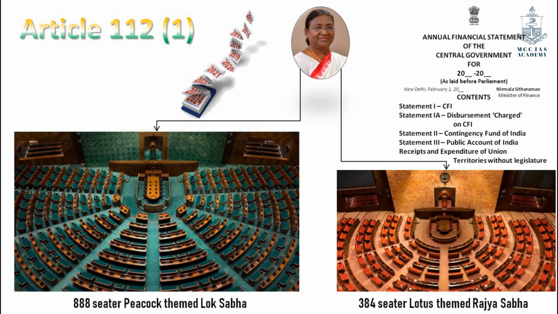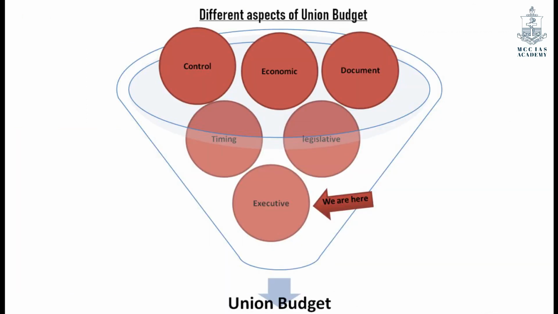However, the Constitution does not mention the term budget. Various aspects of the state machinery are involved in the making and enactment of the budget. These aspects can be categorized under the executive aspects, timing of the budget, legislative aspects, documentative aspects, economic aspects, and post-budgetary control. This series will take you through every aspect involved in the enactment of the Union Budget, and this video is about the executive aspects of the budgeting process.